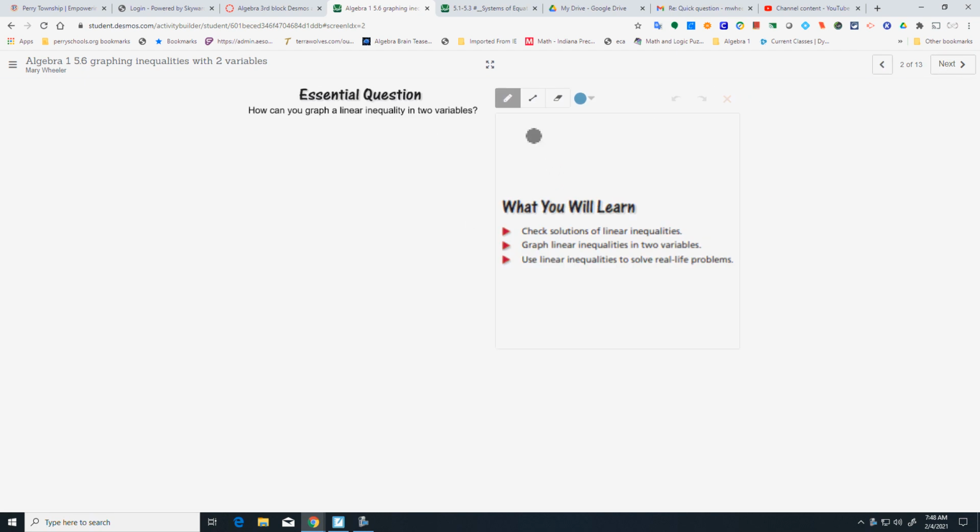We are going to be graphing linear inequalities in two variables. This is actually Chapter 5, Section 6. Today we're going to be checking solutions, graphing them, and doing a word problem.